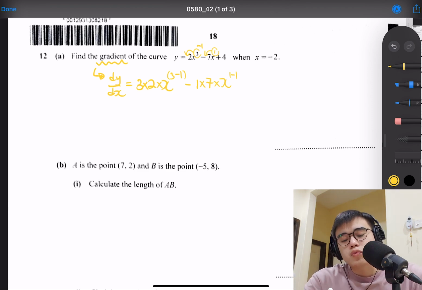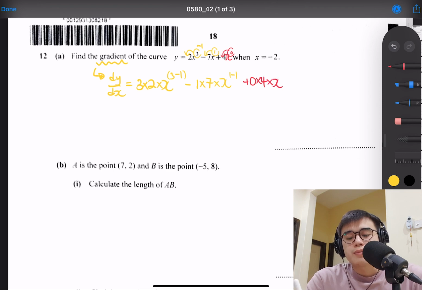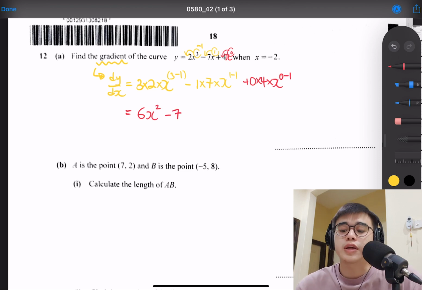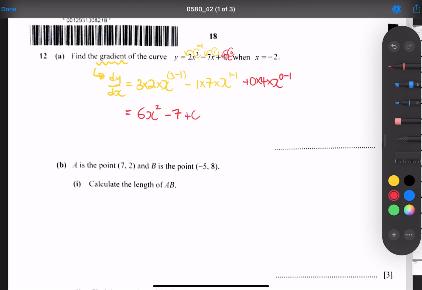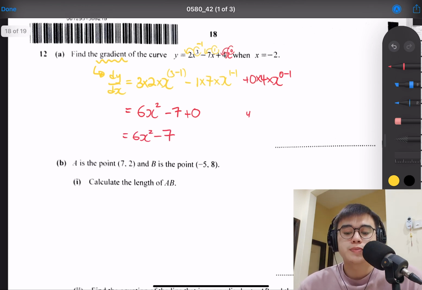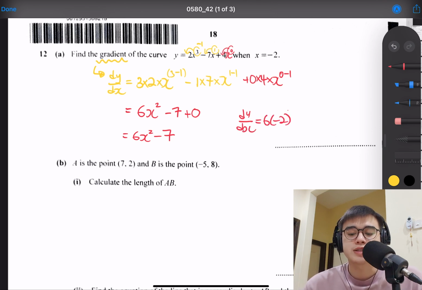But for those who want to know what's happening, it is actually x to the power of 0 at the back. So 0 being plugged to the front, then you get your answer as 0 minus 1 here. So your dy/dx is 6x squared minus 7 plus 0. The 0 over there, you don't have to include it. However, this is not the final answer yet, because you're required to substitute the negative 2 into the position. So you should be getting 6 bracket negative 2 squared minus 7, and you get your answer as 17.